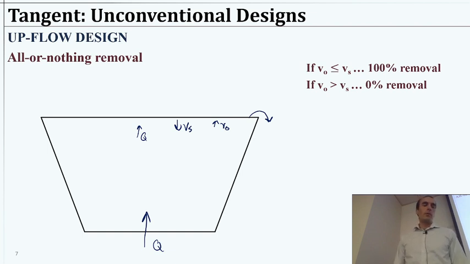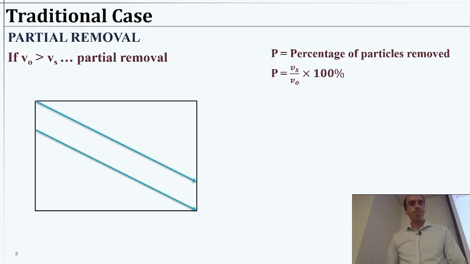Something like this might be able to be used for separating the size of particles, perhaps. If you have nice, discrete, different size particles, you could conceive of flowing it at a particular rate so that you're collecting all of one size and letting everything smaller or less dense, slower settling particles leave. So just kind of a curiosity there.